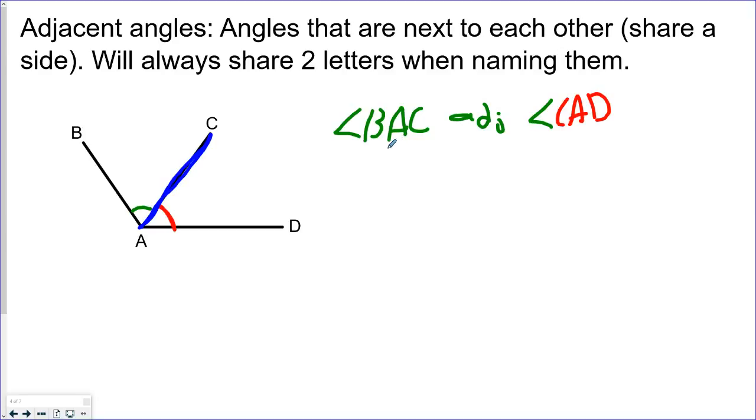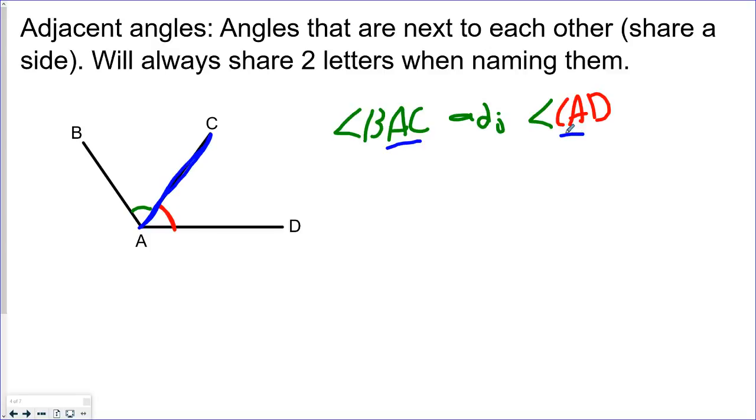So in this case, BAC, in this case, CAD. They both share two letters, therefore they're both going to be adjacent, because that means they both share a side. So if you name angles using the three-point system, you can automatically tell if they're adjacent or not by looking to see if they share two letters or if they don't.